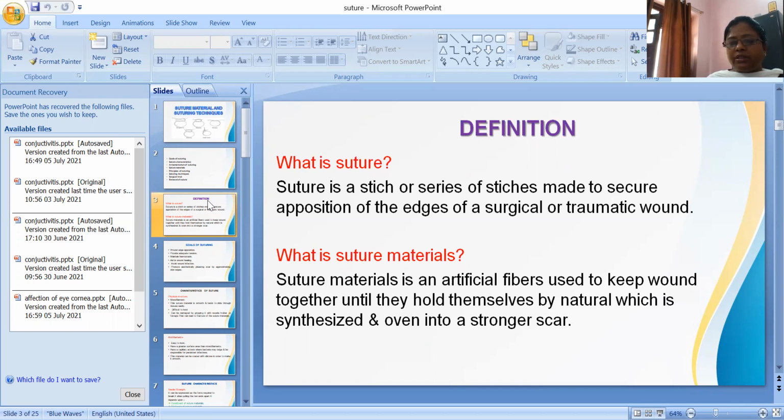What is suture material? Suture material is an artificial fiber used to keep the wound together until it holds itself by natural healing, which is synthesized and woven into a stronger scar. This is about suture material.